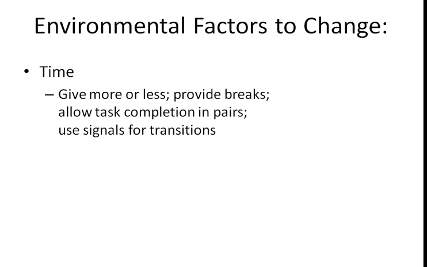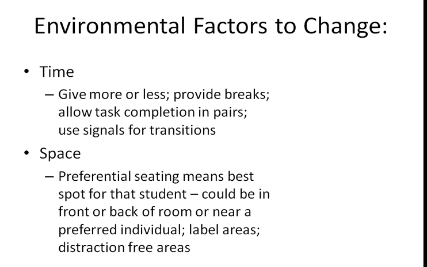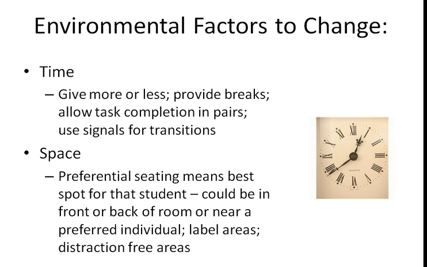Environmental factors to change include things like time. We can give more or less time, provide breaks, allow task completion in pairs, and use signals for transitions. We can also change the space. Preferential seating means the best spot for that student. It could be in front or back of the room, or even near a preferred individual. We can label areas and create distraction-free areas in our classroom.